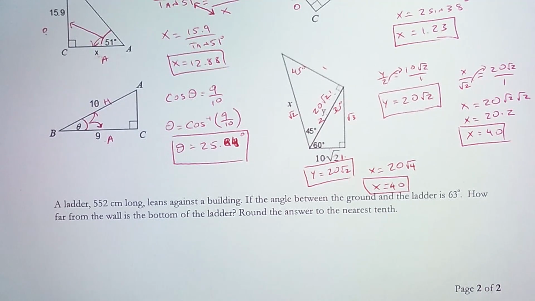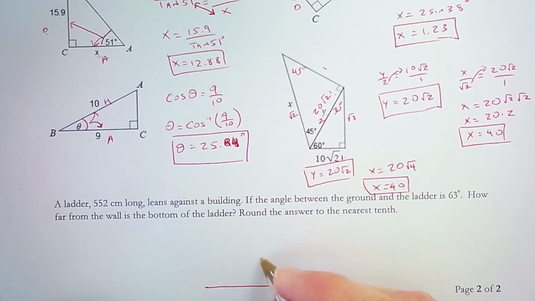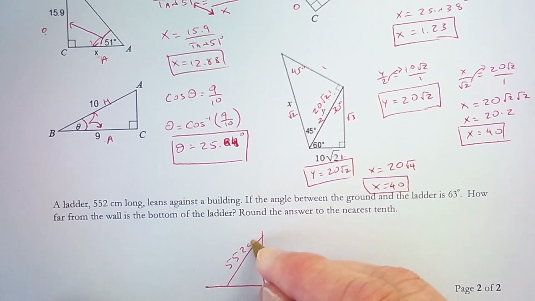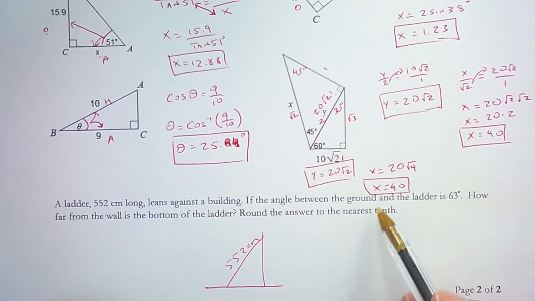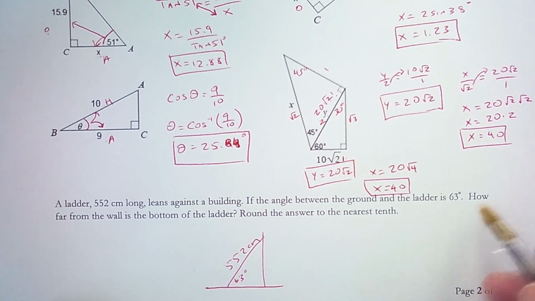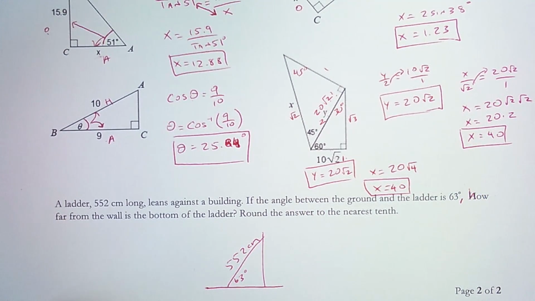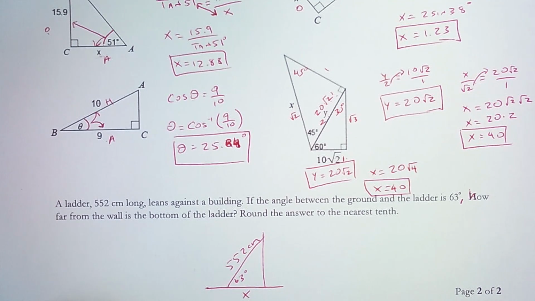And last, we have a ladder 552 centimeters long leaning against a building. Okay, so we have the ground, here's our building, here's our ladder at 552 centimeters. If the angle between the ground and the ladder is 63 degrees, so 63 degrees, how far from the wall is the bottom of the ladder? Please forgive my grammar here, that should be a comma and a lowercase h. So I want to know the distance from the wall to the bottom of the ladder, so that's right here. And we'll round this to the nearest tenth.